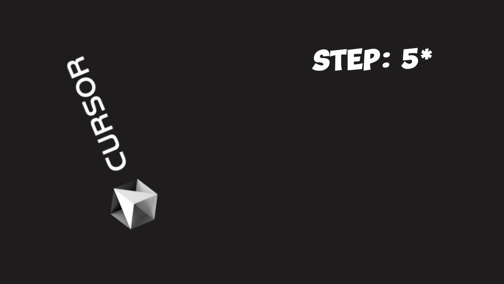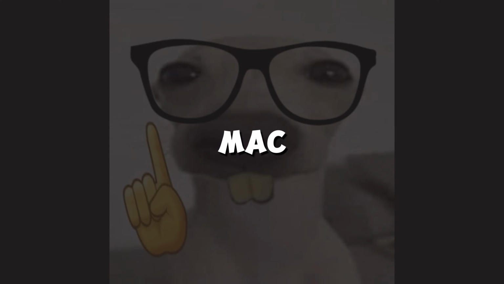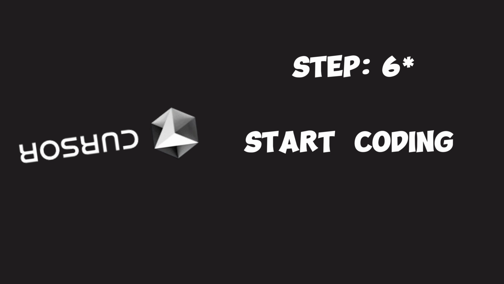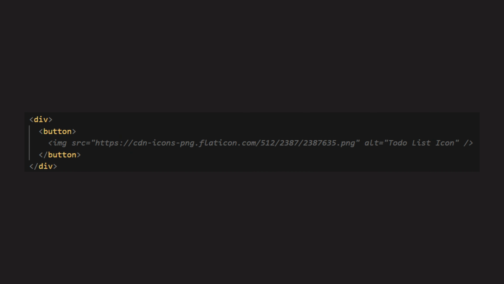Step 4. Select whatever code you don't understand or want to modify and hit Ctrl+K or Command+K on Mac. Describe what you want, and AI will generate or update the code. Step 5. Start coding. But this is a tutorial on how to code with AI. Well, hear me out. Cursor also has auto-completion, so you won't have to use your tiny brain.